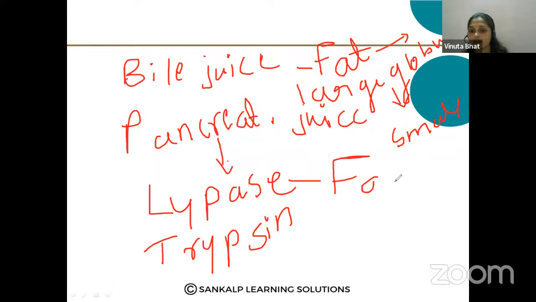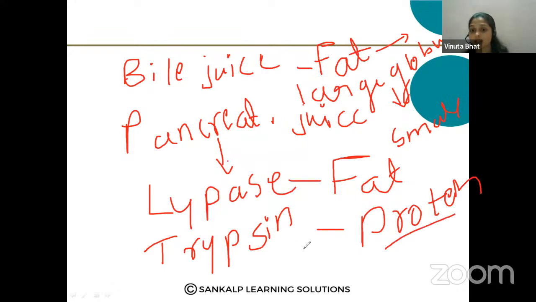The small globules of fat should be further digested, so it helps to digest them. And trypsin acts on the digestion of the protein. Very important. Trypsin helps for the digestion of the protein and lipase helps for the digestion of the fat.